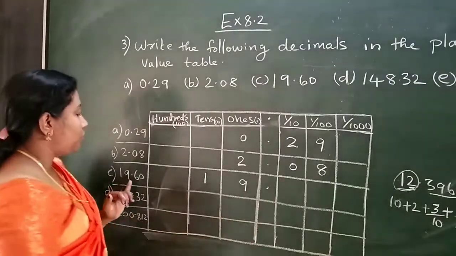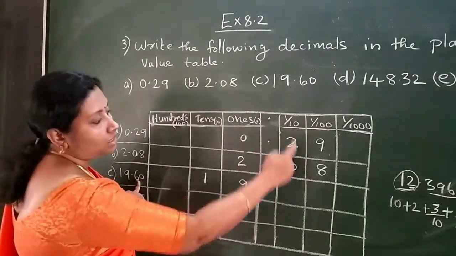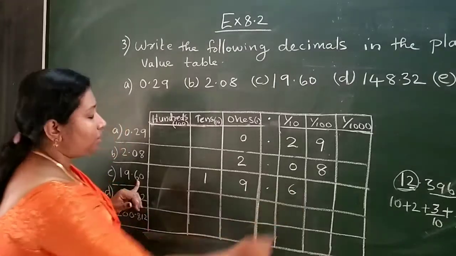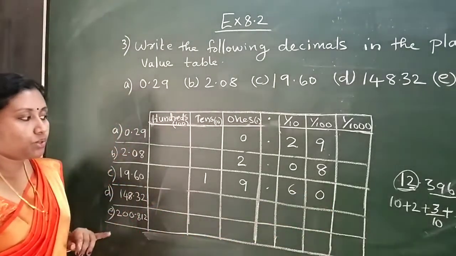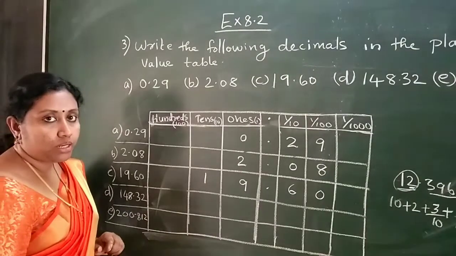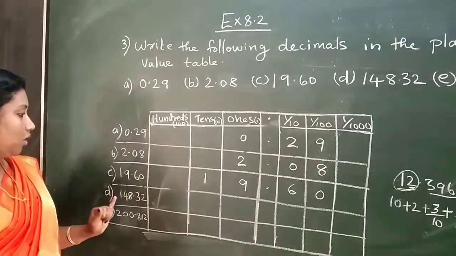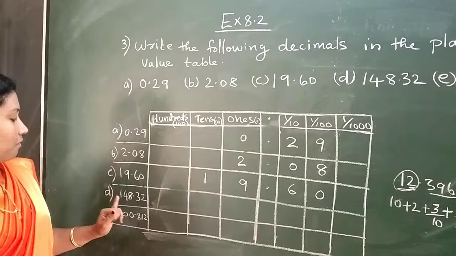So here we put one dot. The first place is 1 by 10th place, second place is 0. This is the position of 19.60.